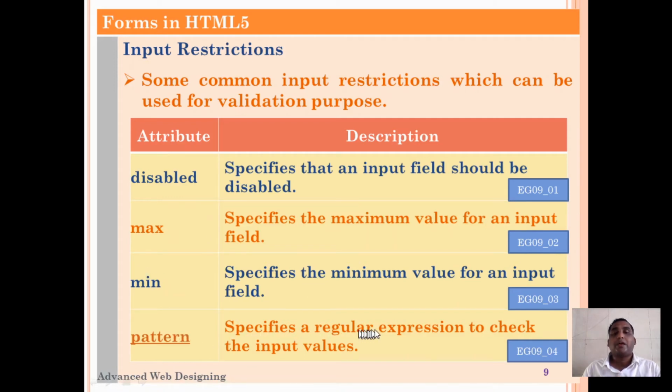Then pattern specifies the regular expression to check the input values. This is to be understood more. What are regular expressions for input values? Pattern is a way to type something into a text box. You want a particular format, and in that format only data should be typed. For example, a format for an SSC seat number is first a character and then some six numbers. So that is a particular pattern. If you want a particular pattern to be typed, then we make use of the pattern attribute.